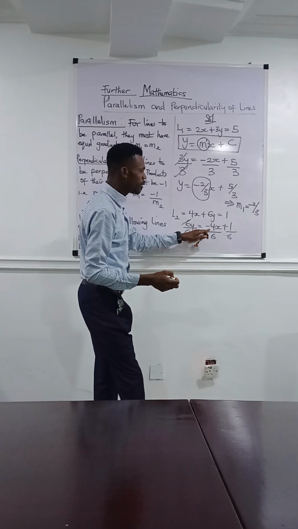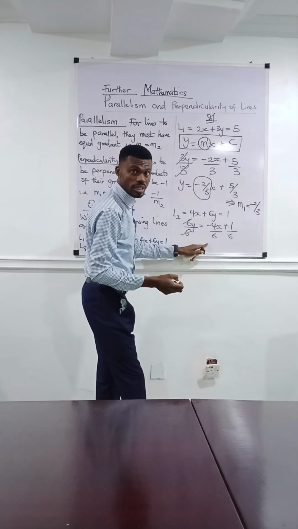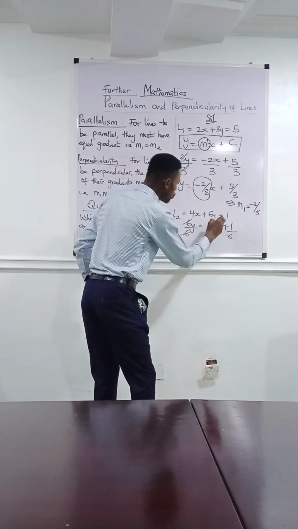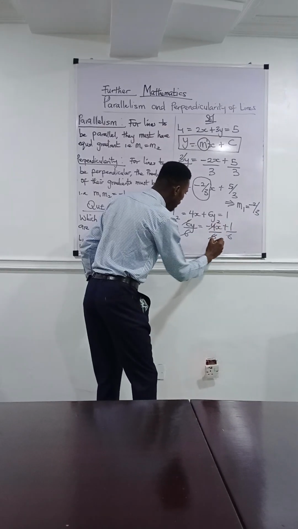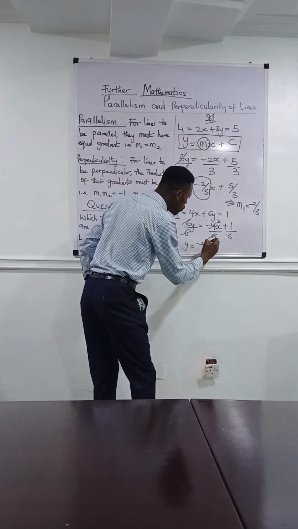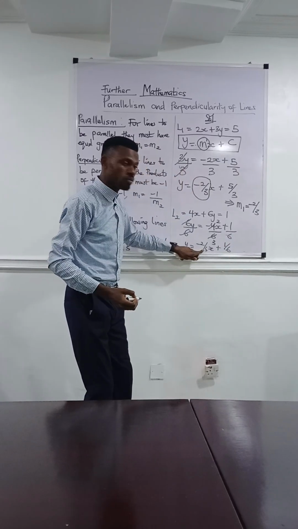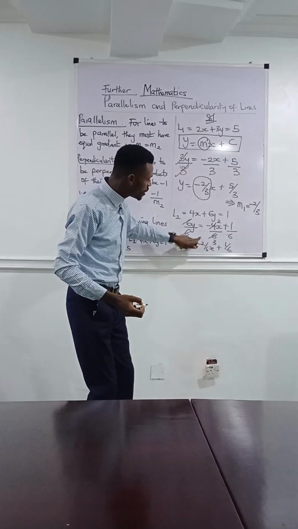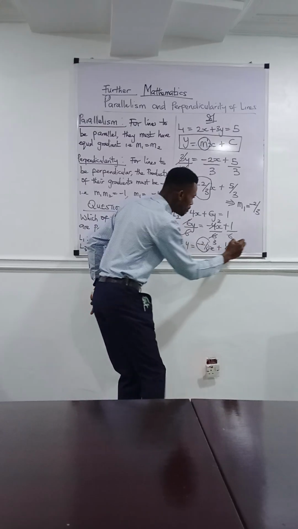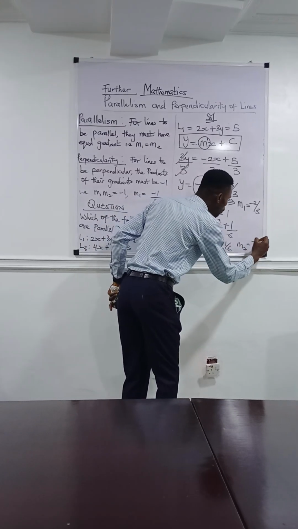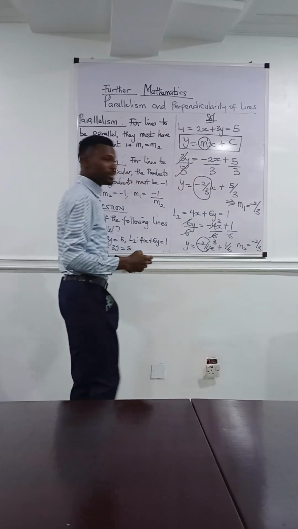But what do you observe? Minus 4 over 6. This is not the lowest form. 2 can go. 2 into 4 gives 2, 2 into 6 gives 3. So y equals minus 2 over 3 x plus 1 over 6. Again, m2, that's the gradient, is the coefficient of x. In this case, minus 2 over 3. So m2 is equal to minus 2 over 3.